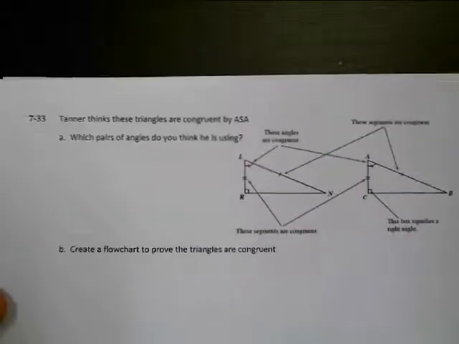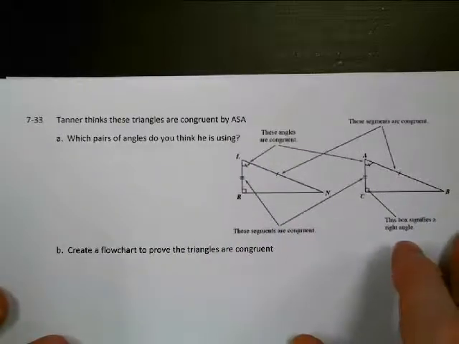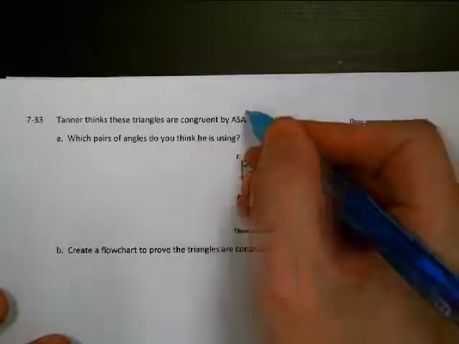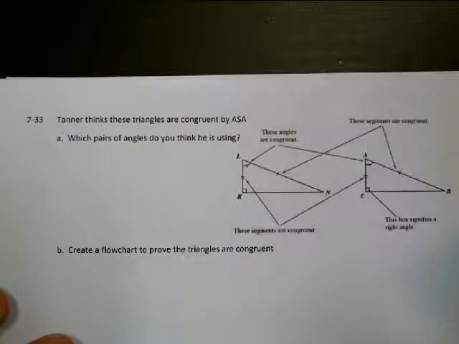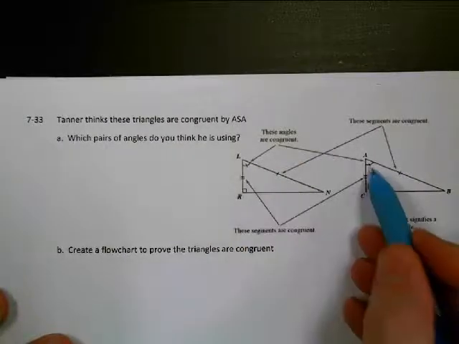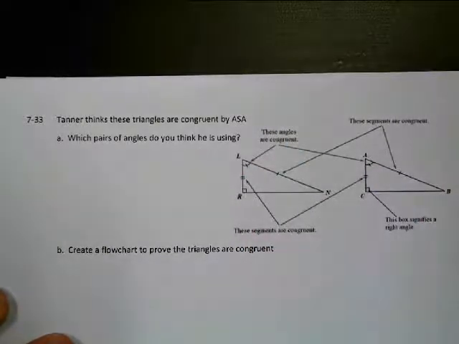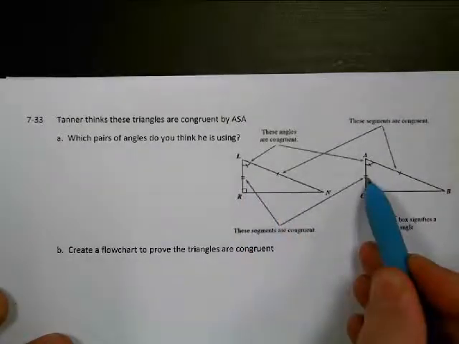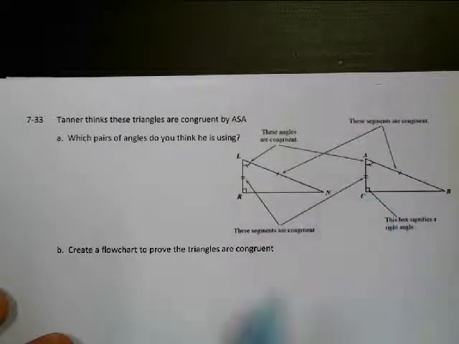All right, Tanner thinks that these triangles are congruent by angle, side, angle. Good for you, Tanner. Which pairs of angles do you think he's using? Okay, so if he's using angle, side, angle, the side has to be right in between those two angles. So he's got L and A marked. Those are congruent angles because they got that little tick mark, angle mark. He's got two tick marks there and two tick marks there, okay? And then he's got 90 degrees there and 90 degrees there. Now he also has this side and this side.